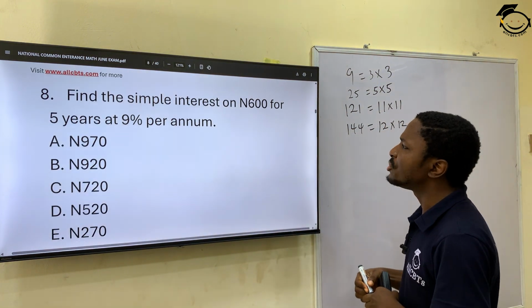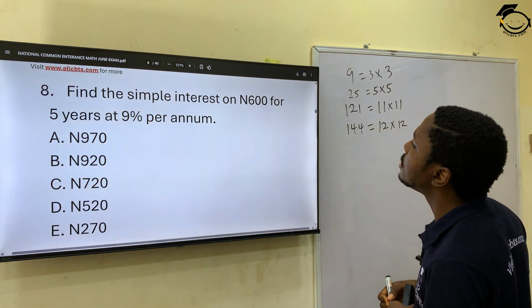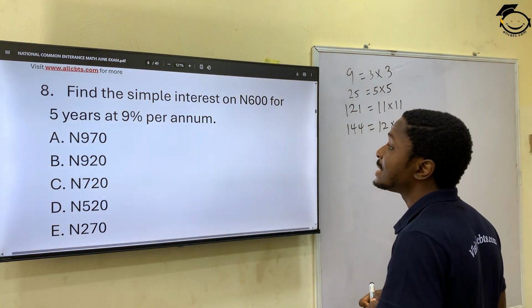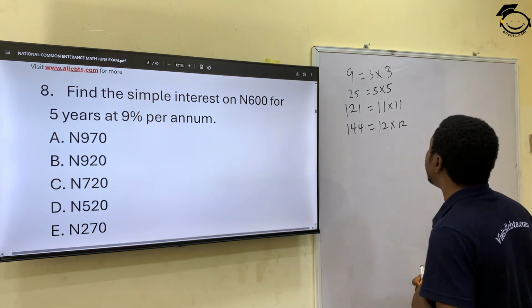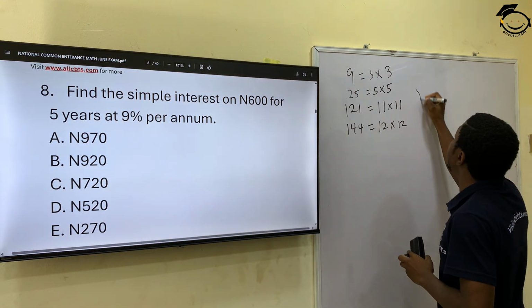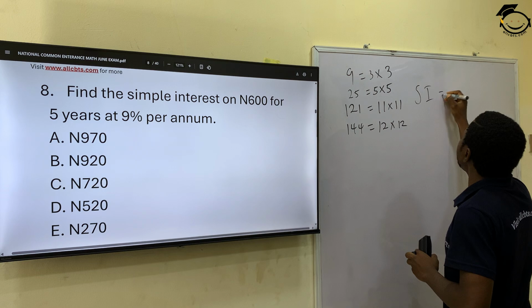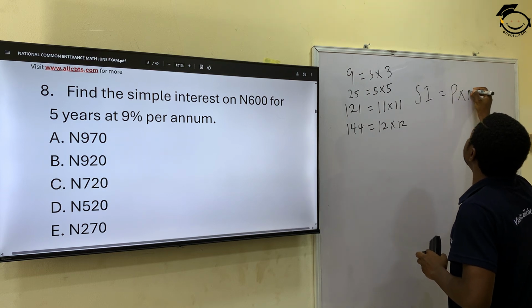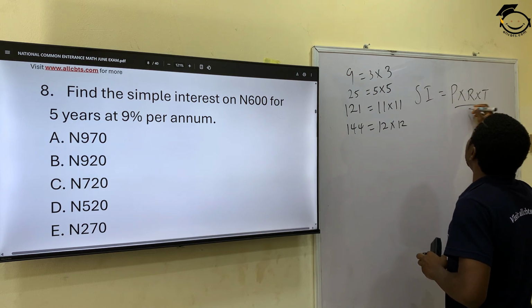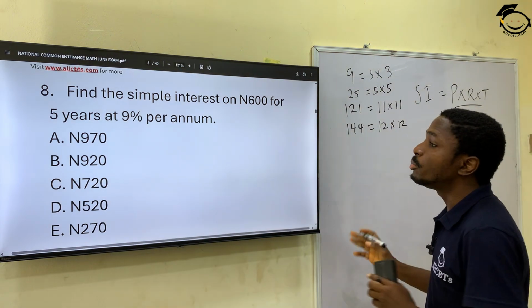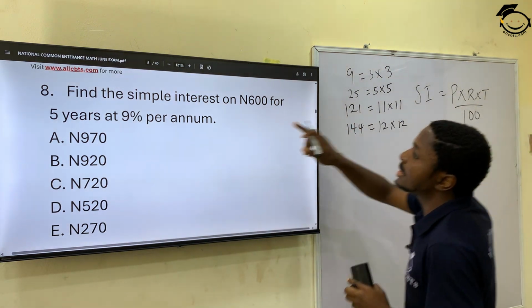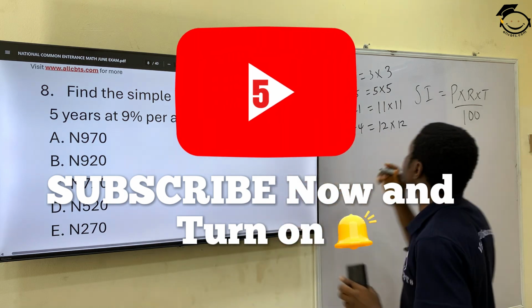Find the simple interest on 600 for 8 years at 9% per annum. Now, the formula for simple interest is what? SI is equal to principal times rate times time over 100. It says find the simple interest, so we are looking for simple interest.